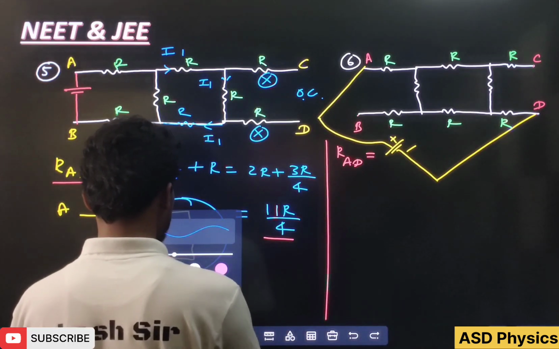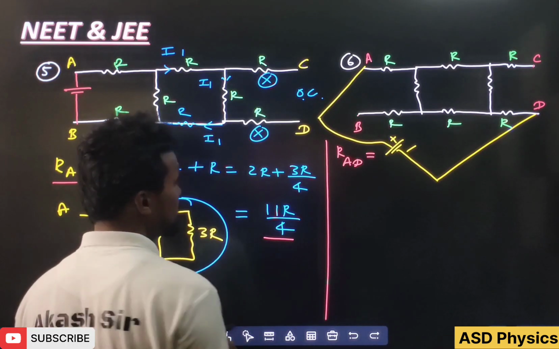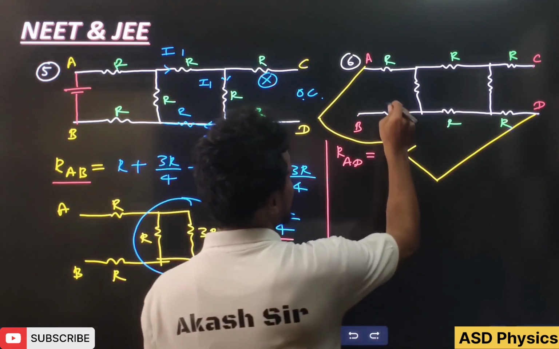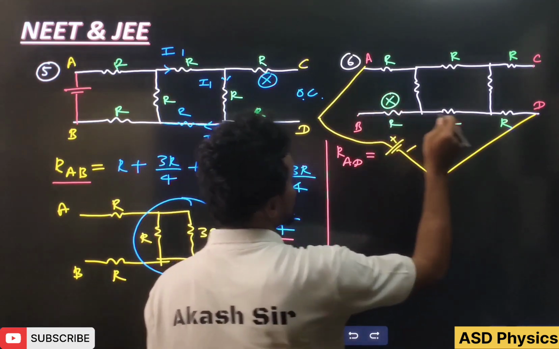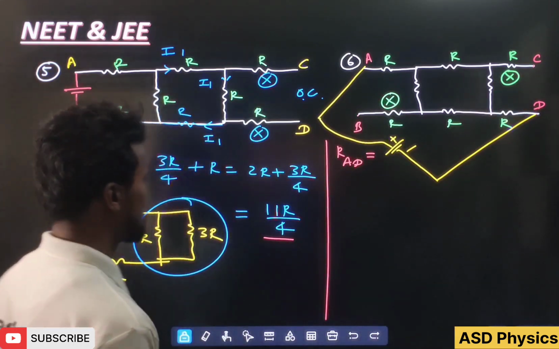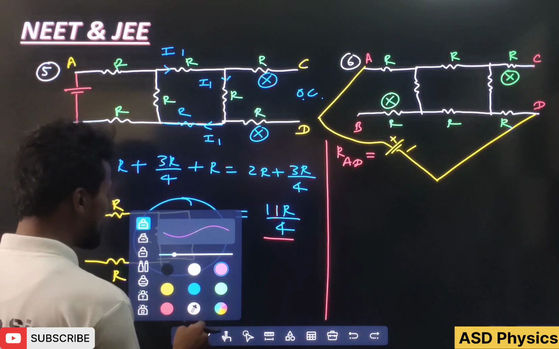So you know very well, to get the equivalent across point AD, which resistors will not carry any current? You can see very well here, no current, is it? Because here there is an open circuit. And here also, no current. That is also an open circuit. Okay. After that, apply a little bit of the basics.